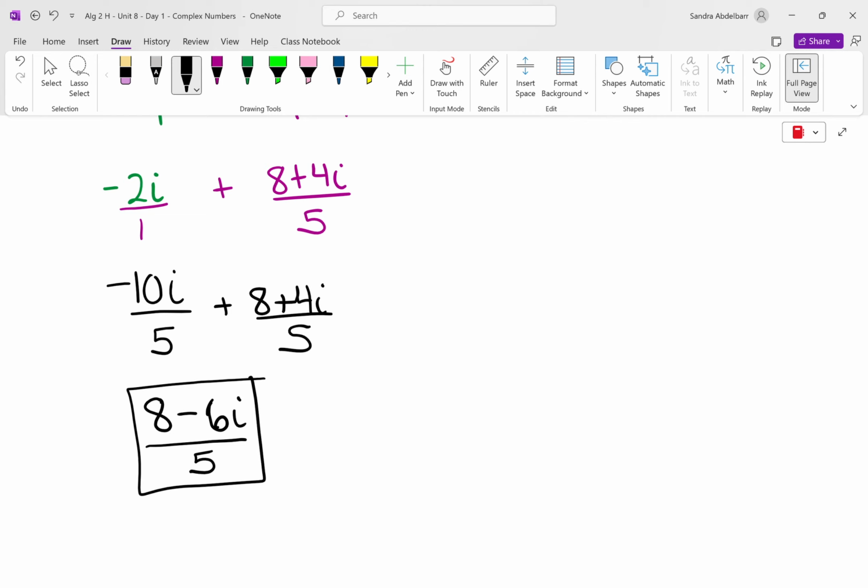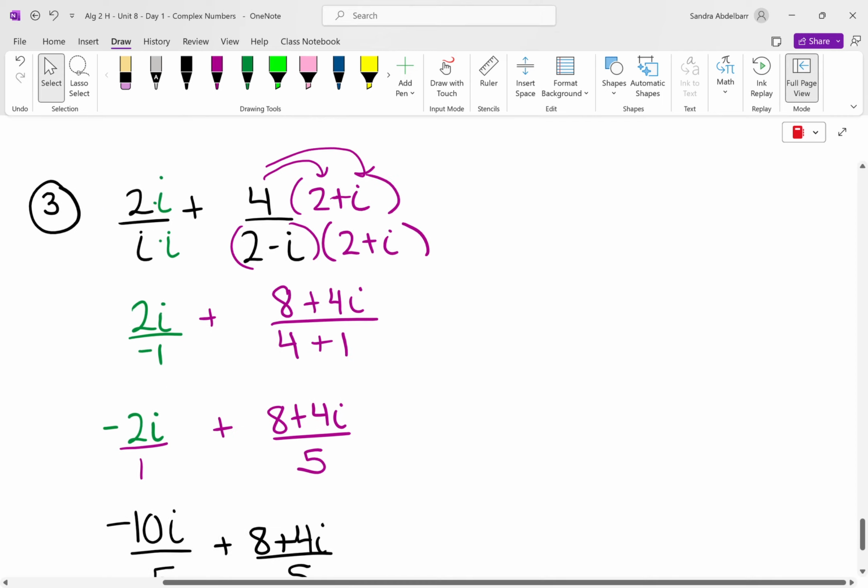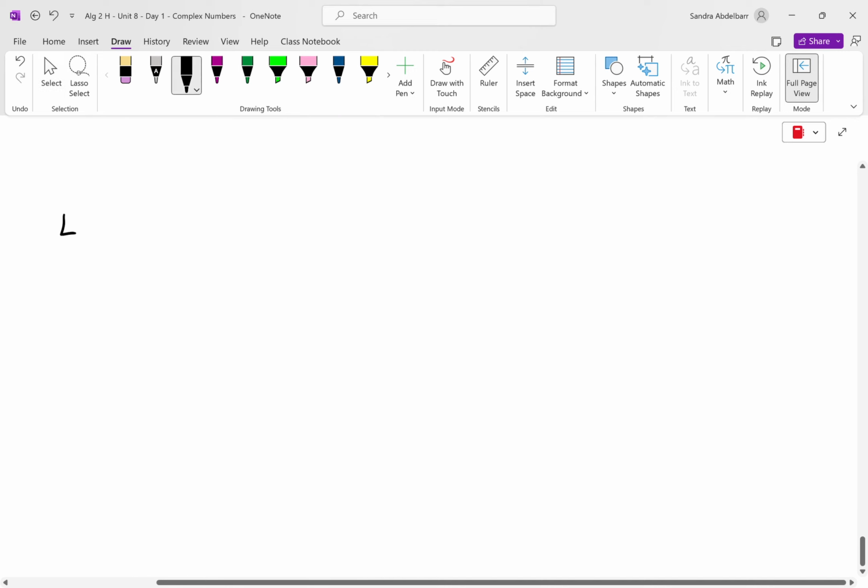Yes, Philip? On the test, will we always have to write the a plus bi form? Meaning if you wrote negative 6i plus 8? Yeah, that's fine. Okay. Last problem I want to do with you.